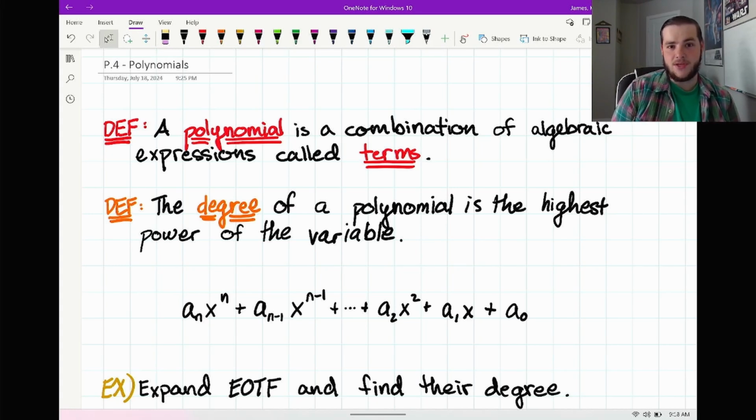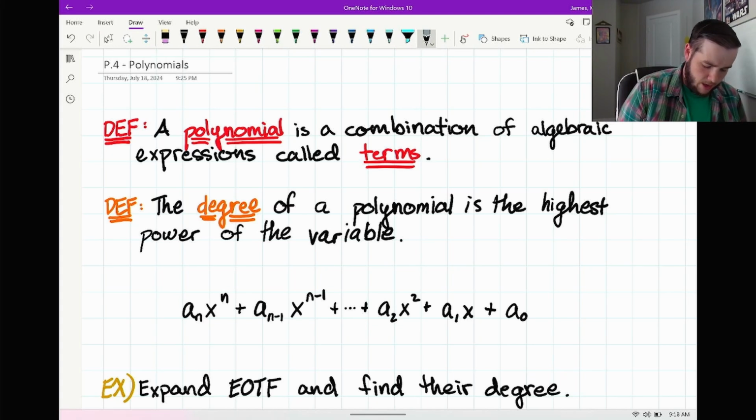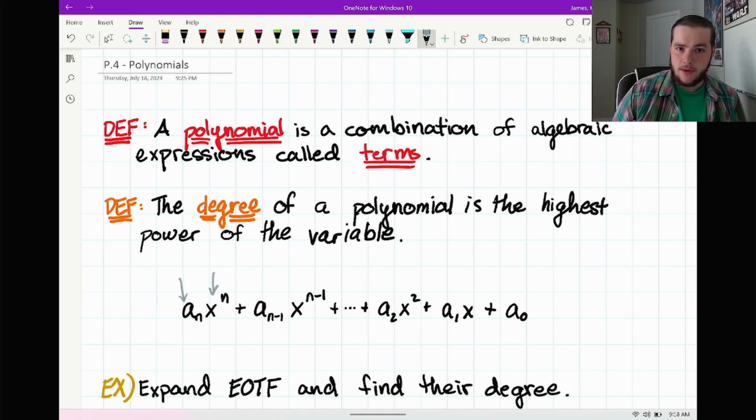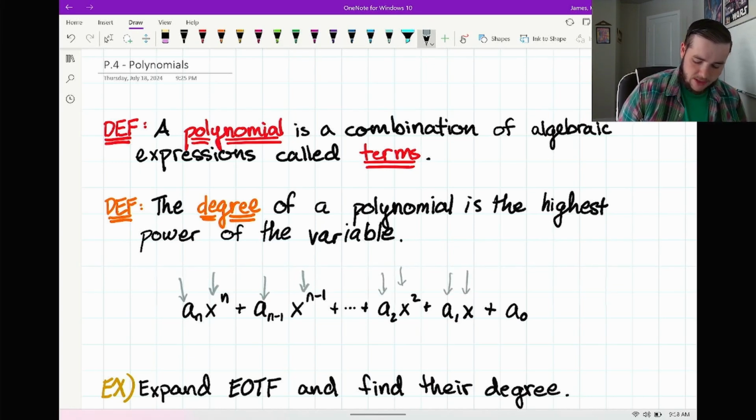a_n x to the n plus a_(n-1) x to the n minus 1 plus dot dot dot plus a_2 x squared plus a_1 x plus a_0. Really, this is just saying that I've got a number times x to some power, plus another number times x to one less power, and so on and so forth, until I count all the way down to just a constant, or x to the 0 power.